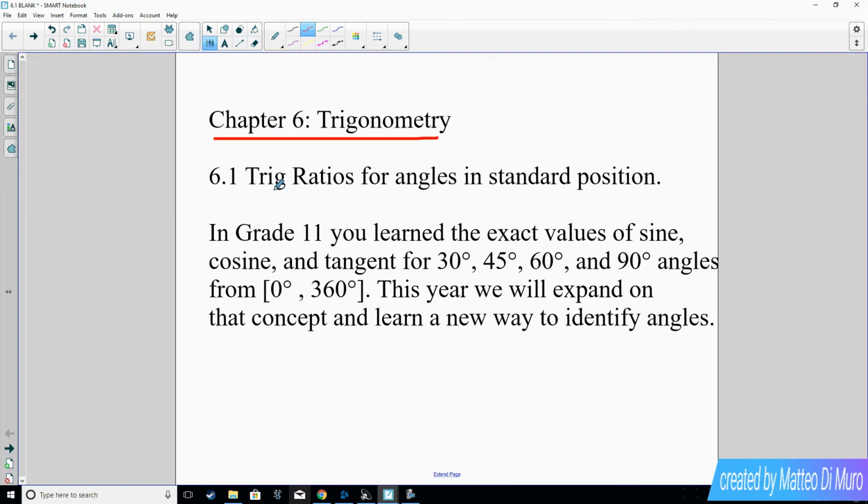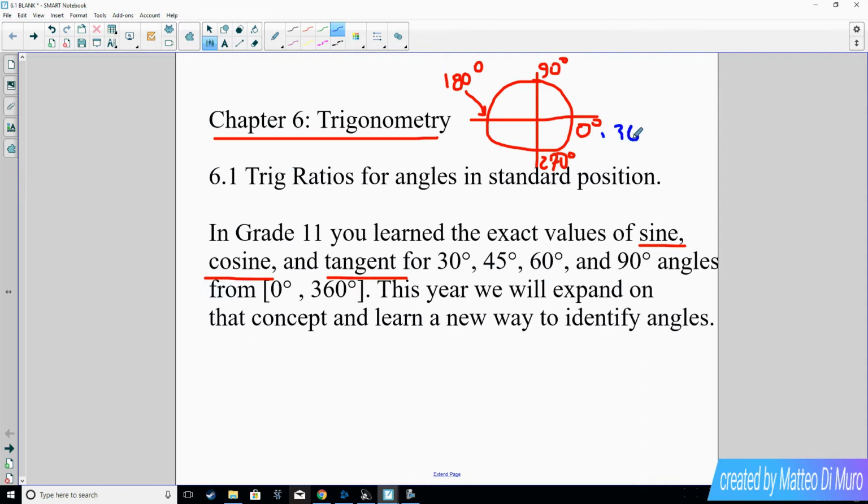In grade 11, you actually learned the exact values of sine, cosine, and tangent for these particular angles. So you are probably drawing pictures that look sort of like this. You had a unit circle. This was 0 degrees here. This was 90. This one here, see that? That was 180 degrees. This one here, 270. And then you've literally come full circle, and this would be 360.